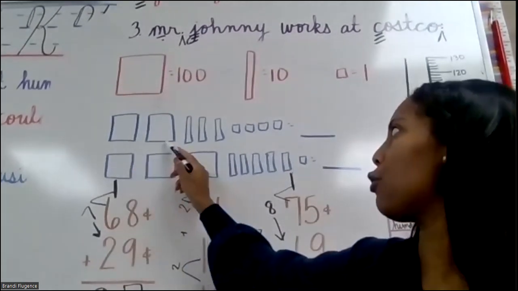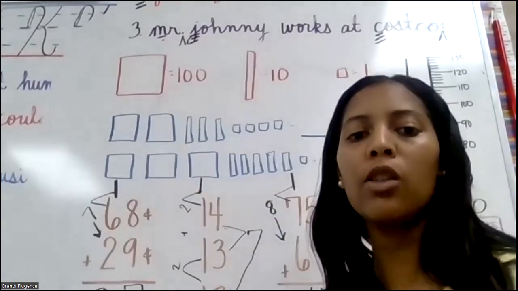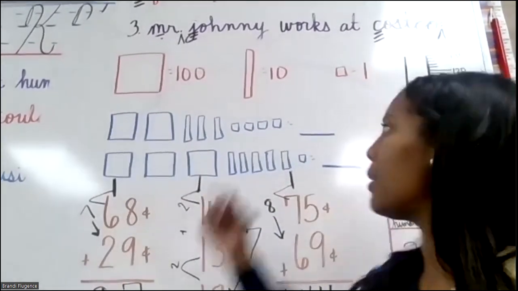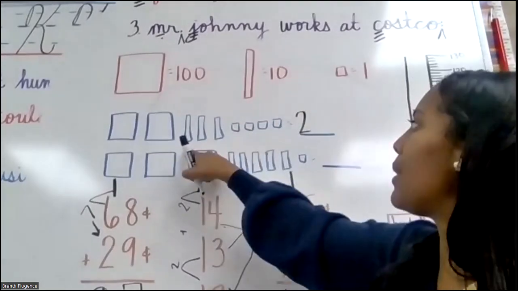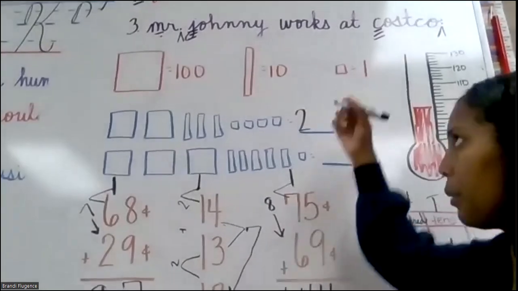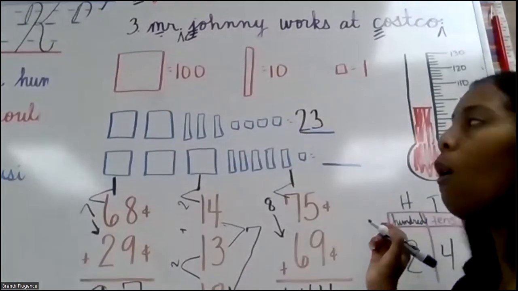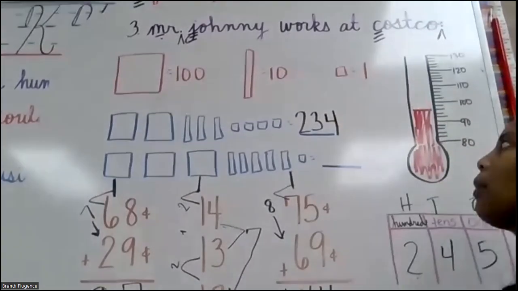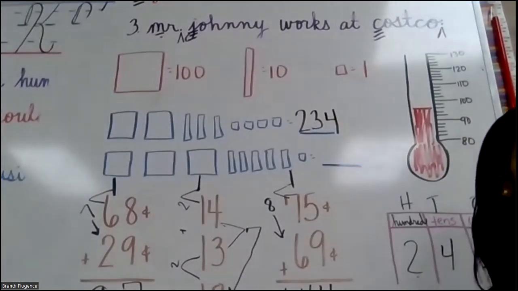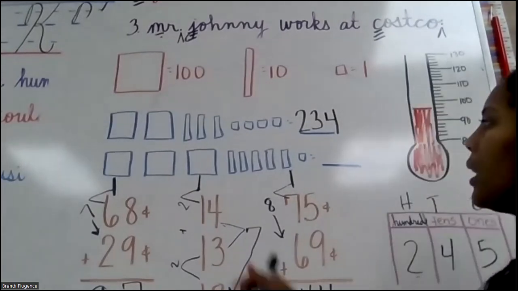So look at my pattern I drew here with the pattern blocks. How many big squares do I have? 2. So how many hundreds would that be? So that will be 200. How many tens do I have? 3. So that will be how many? 3 tens. And then how many ones do I have? 4. So that's 4 ones. What number did that make? 234. 234.